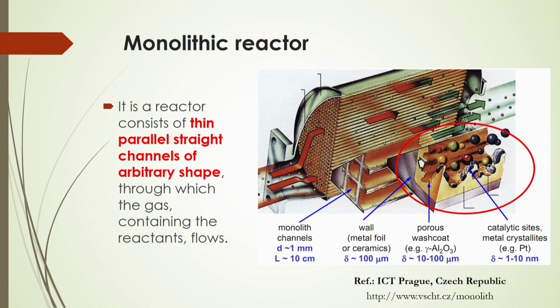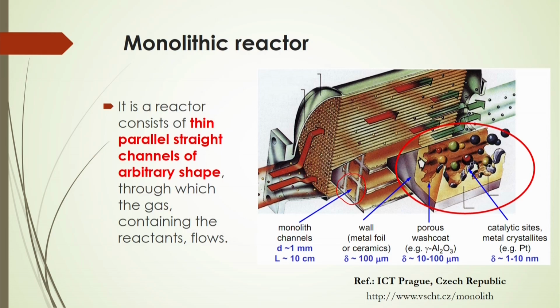So, it is simply channel based, with parallel straight channels. The channels may be of arbitrary shape, maybe oval, square or rectangular; different types of shape will be there. Here the monolith channels have a diameter of around 1 millimeter, and the length is 10 centimeter, as shown in the figure.